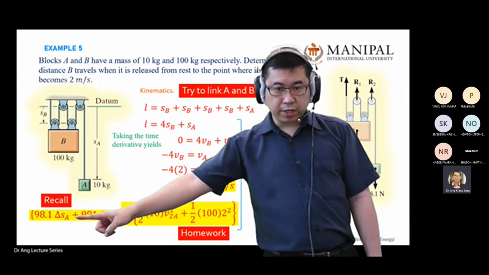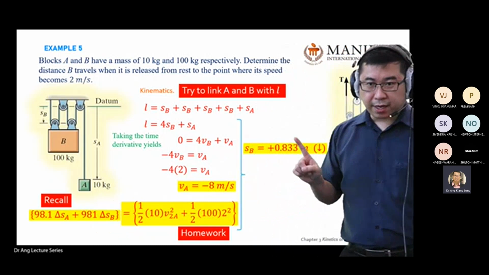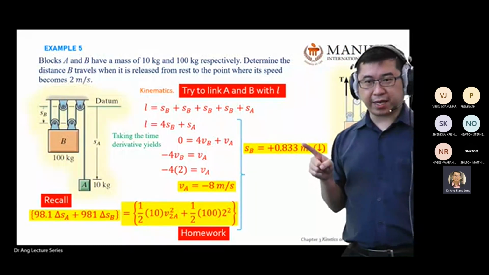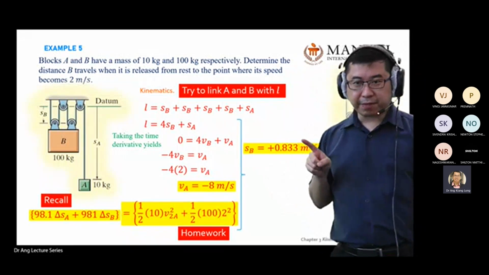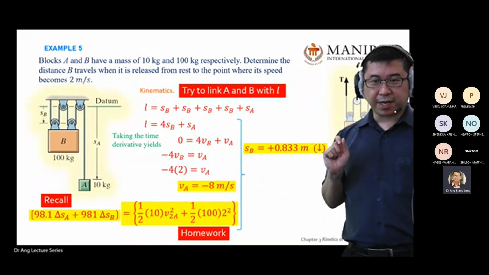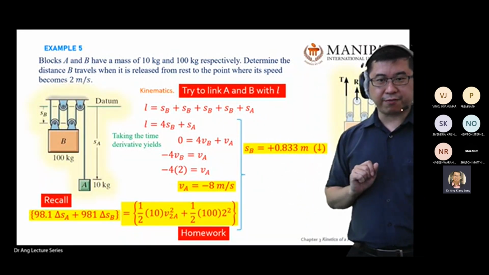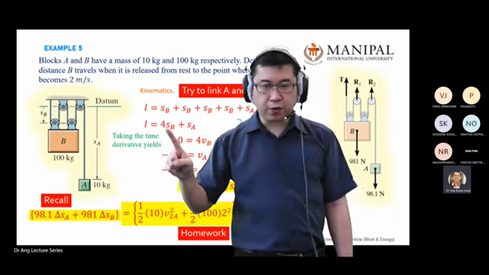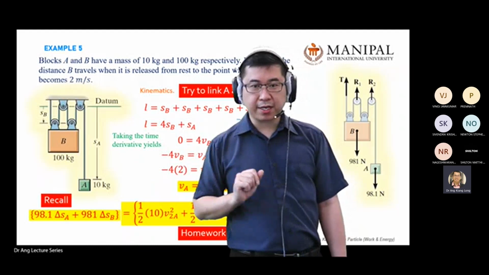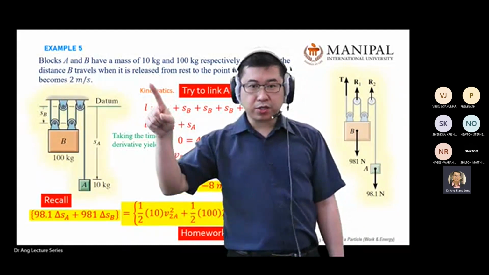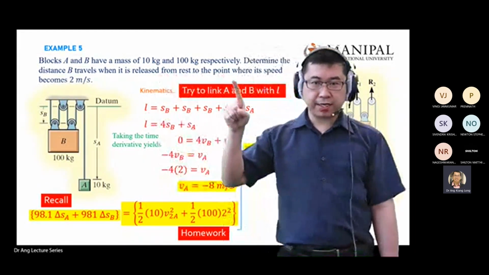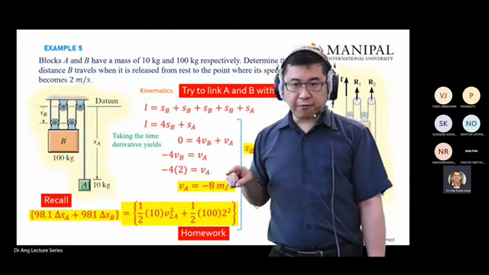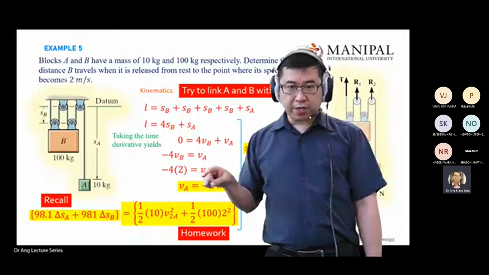Okay, so this one, help me to check. Sometimes I have a typo where I miss out something in the answer that I give to you. All right, so here you have L equals 4SB plus SA. In the question, it doesn't give you the length, but you have VA.